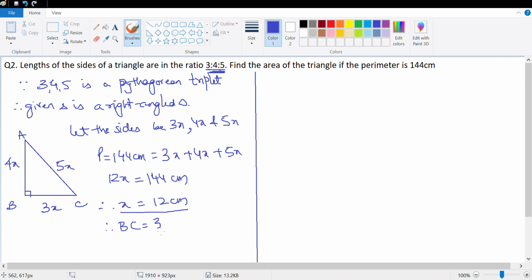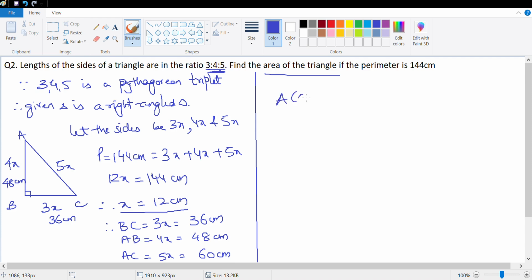Therefore BC is equal to 3x, equal to 36 centimeter. So this is 36 centimeter. AB is equal to 4x, which means 4 into 12, which is 48 centimeter. So this is 48 centimeter. And AC is equal to 5x, which is 5 into 12, that's 60 centimeter. So we need to find the area of the triangle.